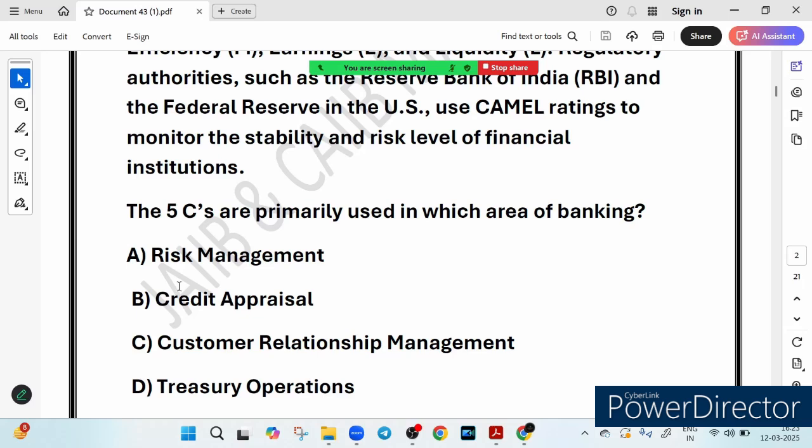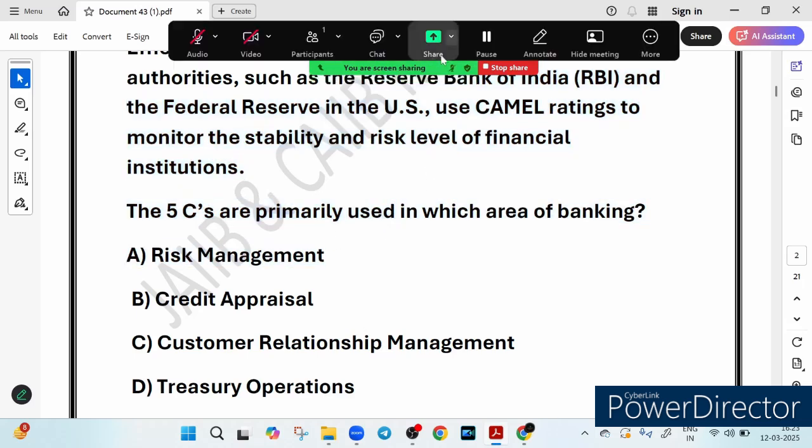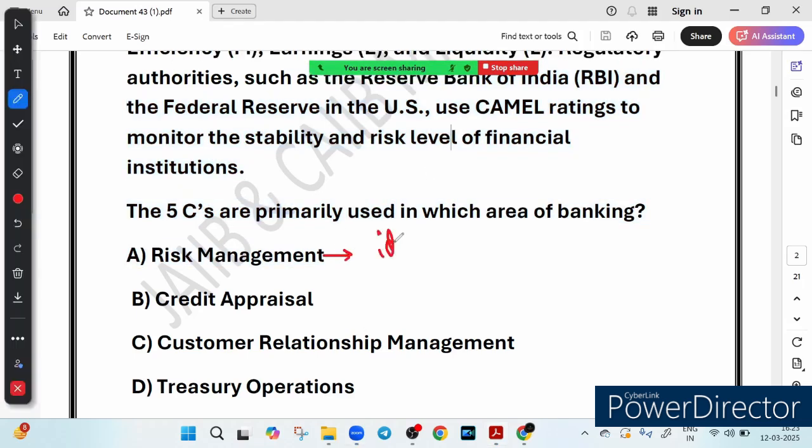Risk management in a bank focuses on identifying, analyzing and reducing risk. What we do in risk management is first identify, then analyze, and then reduce the risk, like market, credit and operational risk. While credit risk is a part of risk management, the 5Cs are specifically used in credit appraisal. Just like a doctor checks your medical history before giving medicine, a bank checks a borrower's creditworthiness before granting a loan. But this is a part of credit appraisal, not overall risk management. So this is wrong.